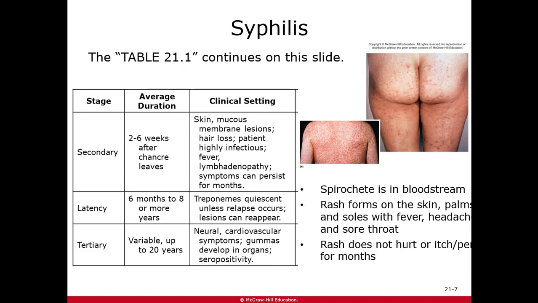So the bacteria is gone. We wouldn't find it in the body. Your immune system has taken care of it. However, the bacteria did get in the body, and while it was in the bloodstream, it was doing damage. And so years later, we can develop what's known as the tertiary stage. And this is when we start to have signs and symptoms of the damage that this bacteria has done. You can start to develop neurological symptoms, cardiovascular damage, gummas, which are rubbery lesions on the skin.